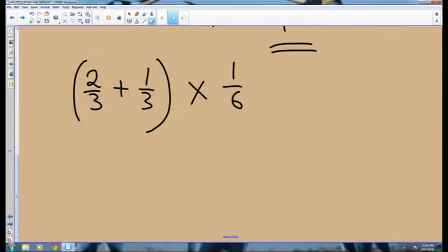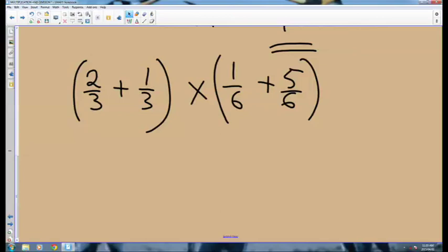2/3 plus 1/3, times 1/6 plus 5/6. Of course, here we are saying 2/3 plus 1/3, then times. Here the fractions are supposed to be added, and then there is a multiplication involved.